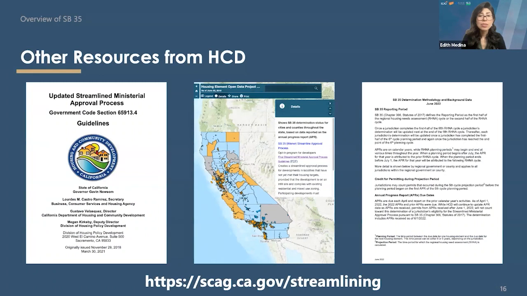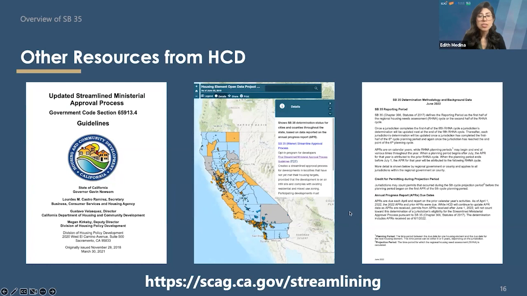I want to point out some helpful resources that are available to you, and the links to these resources are included in our guideline that we have created, on page 5 for the SB 35 guideline. The first one here on the left is the SB 35 Streamlined Ministerial Approval Program. This was last updated in March 2021. It's a lengthy document, but it goes into detail on how to implement SB 35.